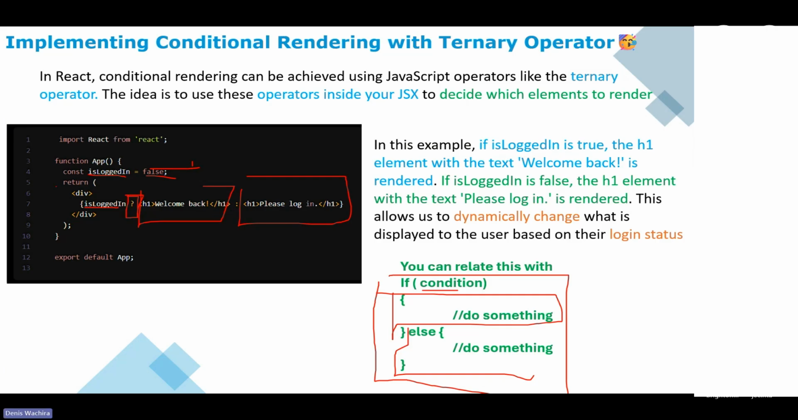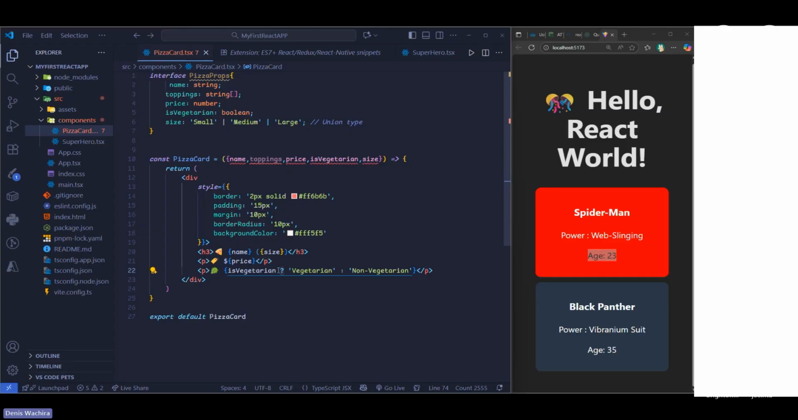So that is something you should consider when using this ternary operator to conditionally render your component in React. So that is what I want to use now, this ternary operator to render whatever I'm doing here. So I'm checking, is it a vegetarian? So is it true? We return what? Vegetarian. Is it any other what? Maybe non-vegetarian, we want to return this.